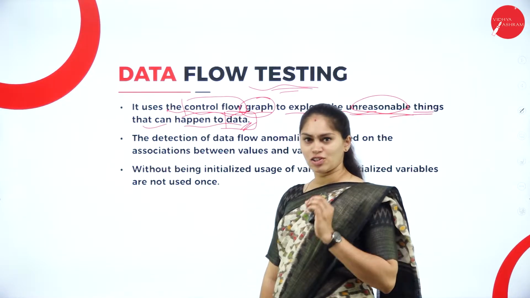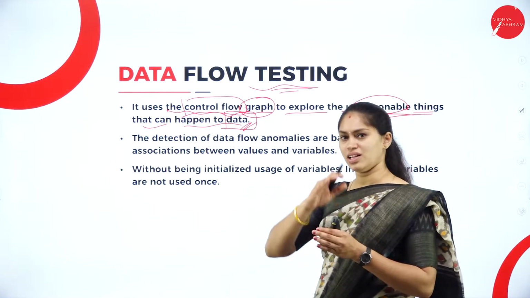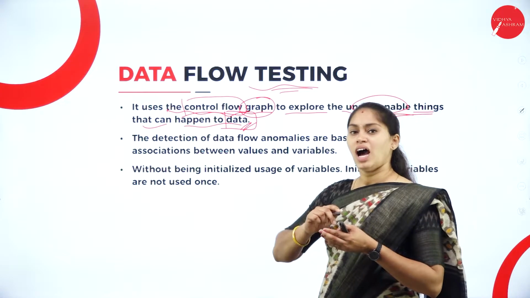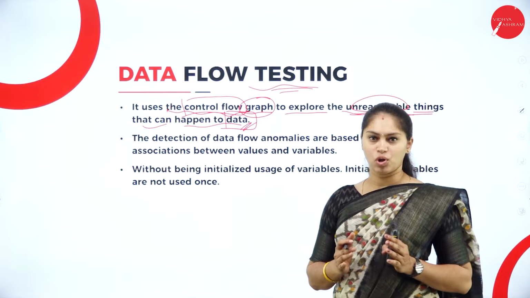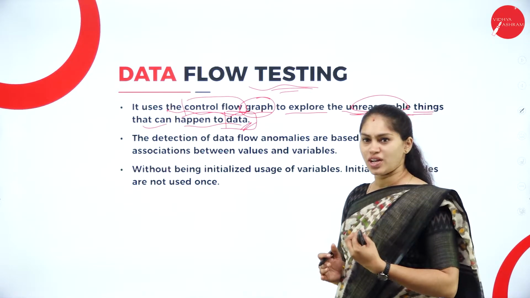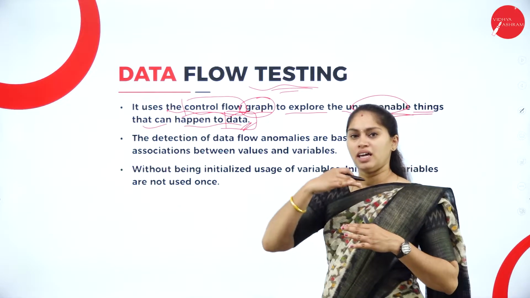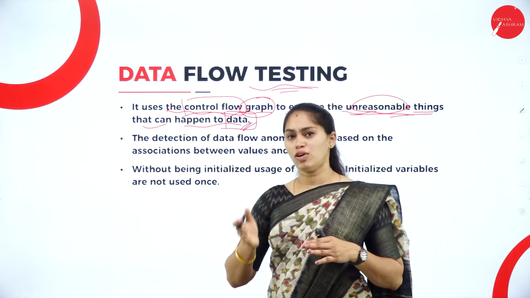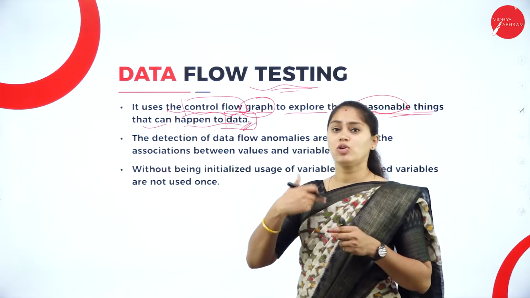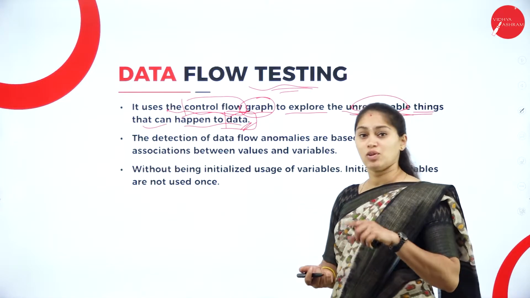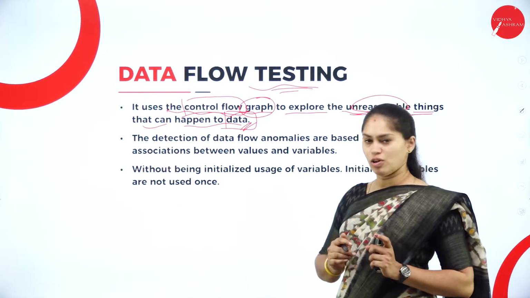So if I am giving an exit of 0 in the program, how the data is going to react, how it is coming out of the program, all of that we are going to check. If you are using any loop in control flow testing, then how the data under that code segment is going to be affected will be tested in this data flow testing.